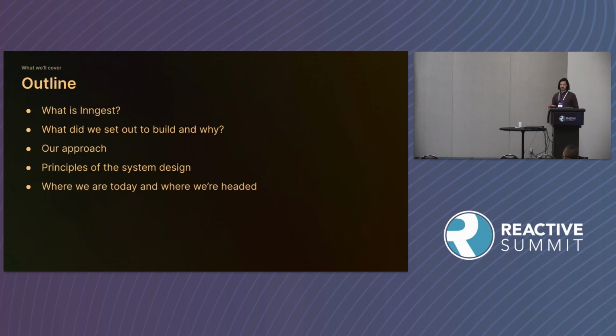So I'll start off with a brief outline of what I want to cover today. First, I'll start off with explaining what Inngest is as a company and as a project. I'll share what our goals are for the project and what we set out to build and why. Then I'll talk to you about how we approach building this system, including the principles of the system and how we designed it to be pluggable. Then I'll share where we're at today and where we're going in the future.